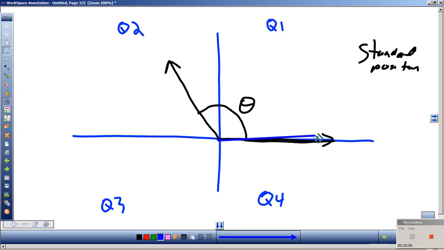Now what happens if we went the other direction? What would happen to the angle, we think? Now we get negative angles if we go the wrong direction. So positive angles this way, negative angles that way.